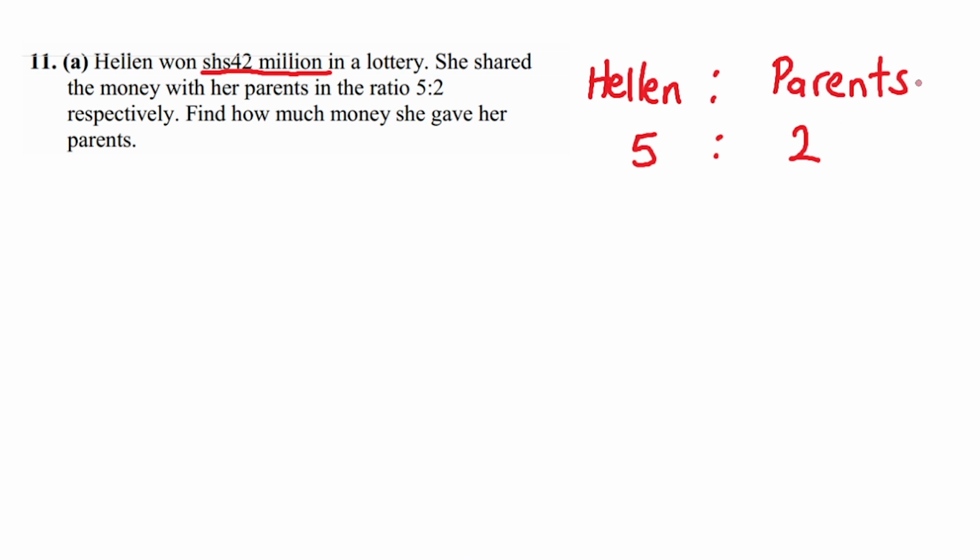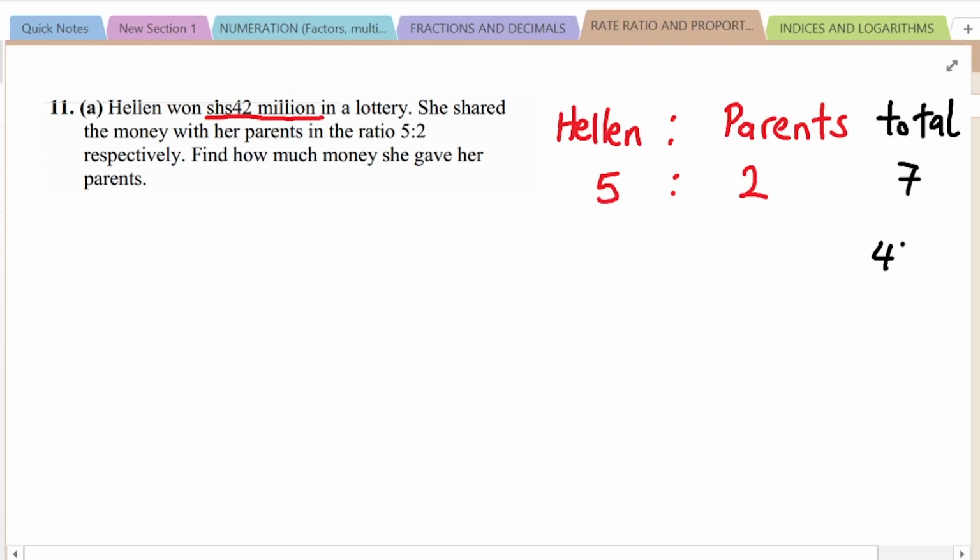So this is the money she shared. So what is the total ratio? Let's identify the total ratio here. The total ratio here is 7. So it means it is this total ratio that corresponds to the 42 million that she shared out between her and her parents.